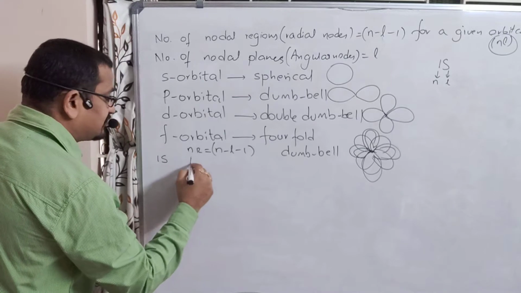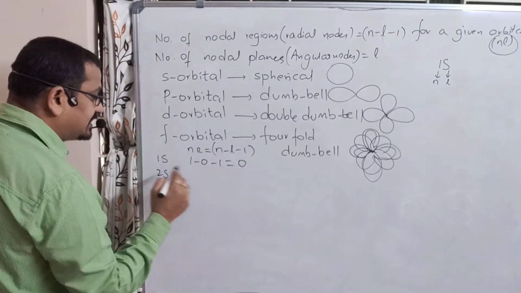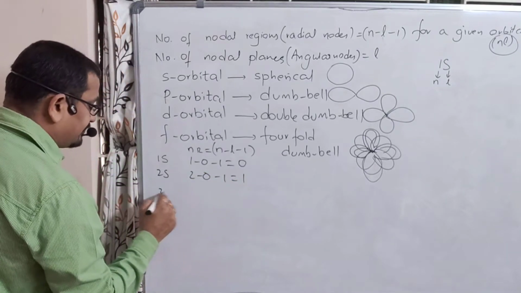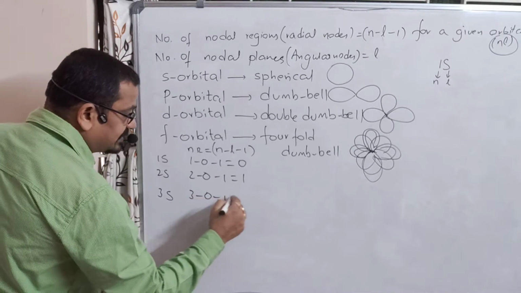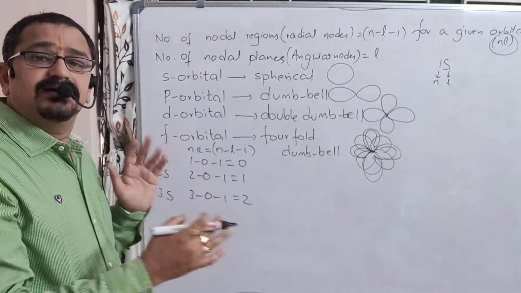For 1s it is 1 minus 0 minus 1, which is 0 nodal regions. For 2s it is 2 minus 0 minus 1, which is 1 nodal region. For 3s it is 3 minus 0 minus 1, which is 2 nodal regions. Already we have studied this in the last session.